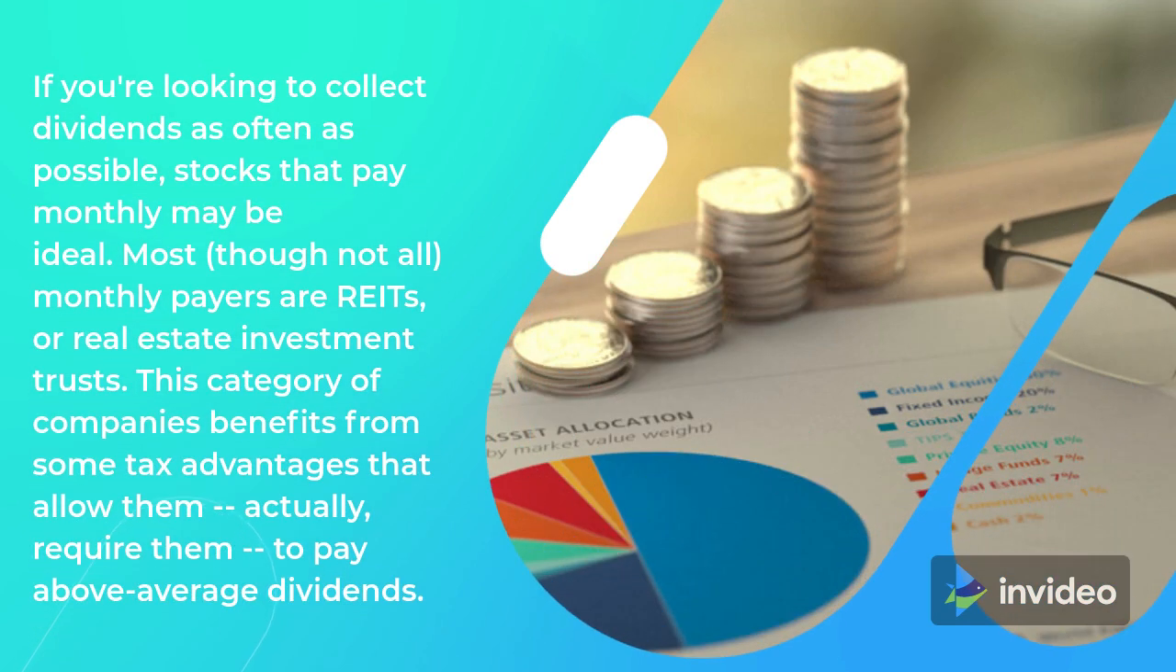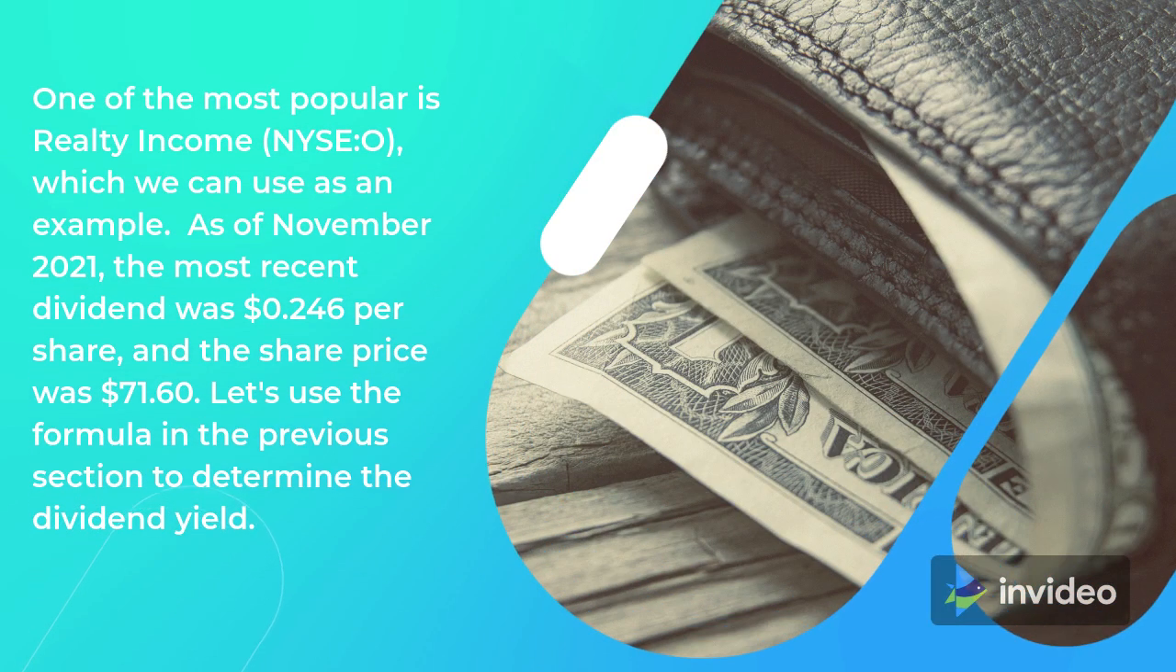If you're looking to collect dividends as often as possible, stocks that pay monthly may be ideal. Most, though not all, monthly payers are REITs, or real estate investment trusts. This category of companies benefits from some tax advantages that allow them, actually require them, to pay above-average dividends. One of the most popular is Realty Income, NYSE: O, which we can use as an example.